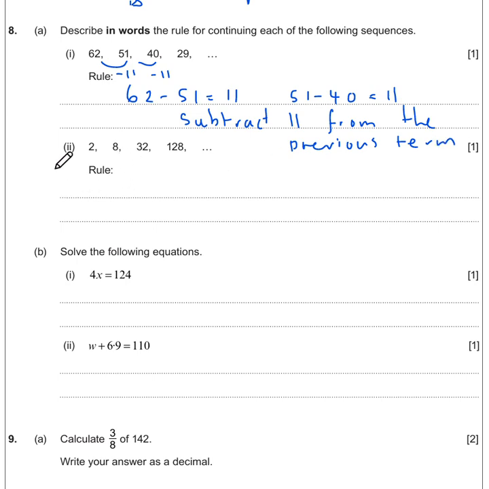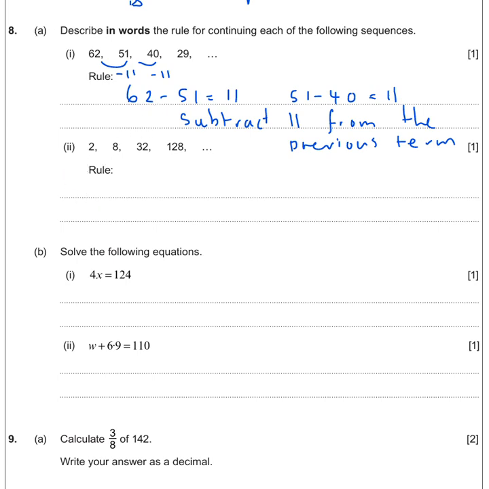Okay, so let's have a look at the second sequence here. We've got 2, 8, 32, and then 128. So it's increasing. So let's have a look. If we go from 2 to 8, here we are adding on 6, isn't it? To go from 8 to 32, we are adding on 24. So that's not a constant amount that we're adding on, is it? So let's go back to the drawing board.